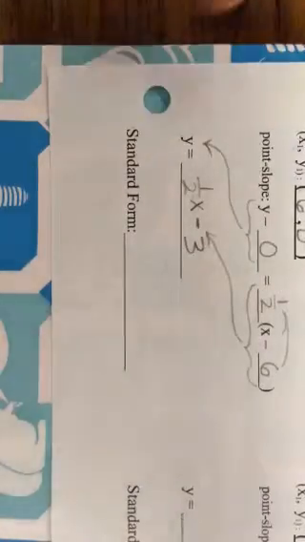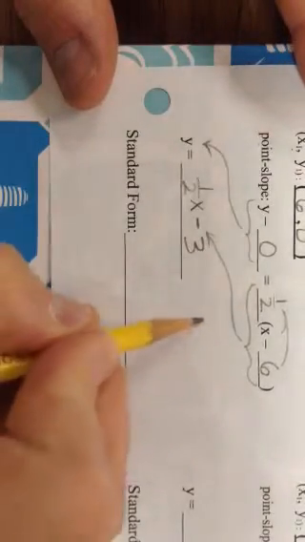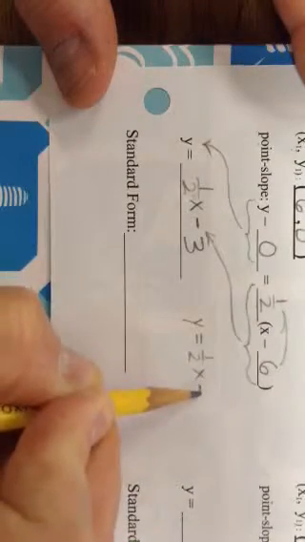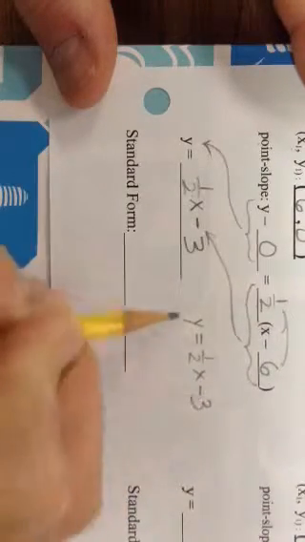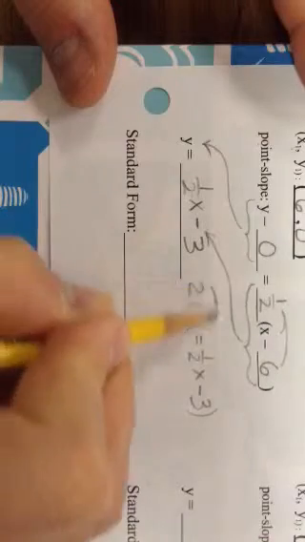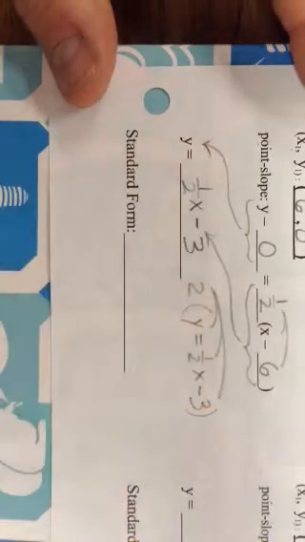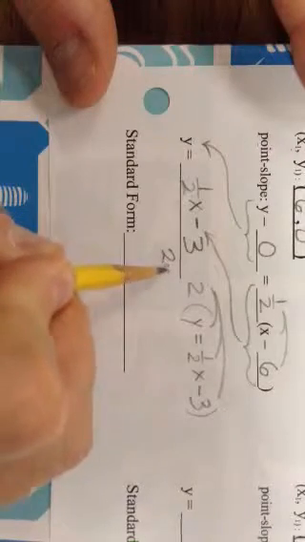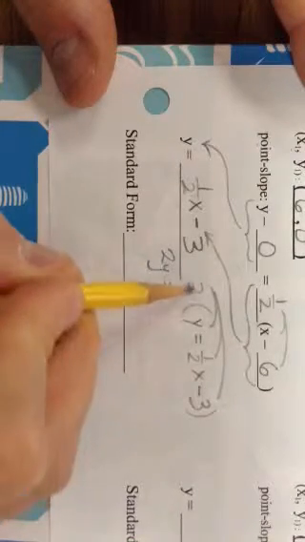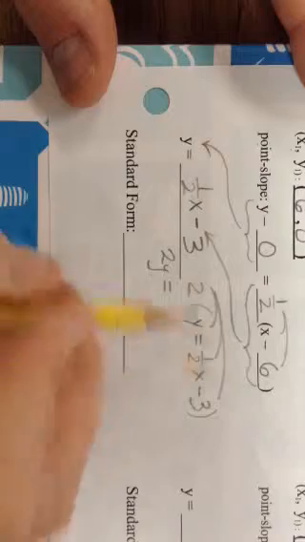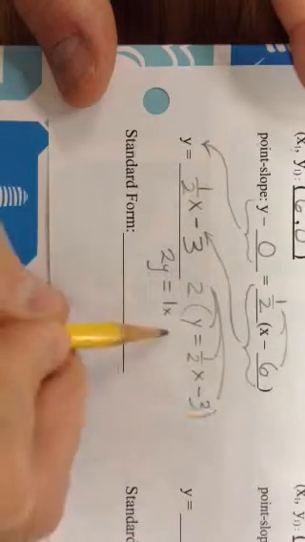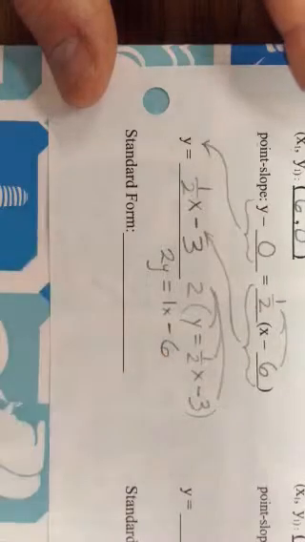And now I'm going to take this and put it in standard form. Remember we can't have fractions, so look at your denominator. Your denominator is 2. So multiply everything by 2. This, and that. So 2 times y is 2y. Equal sign. 2 times 1/2 is 1 in front of the x, and 2 times the negative 3 is negative 6. Bye-bye fractions.